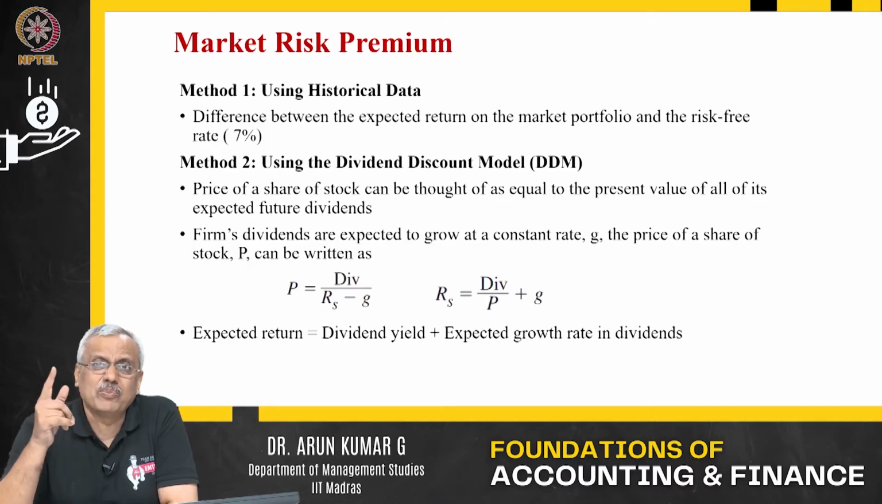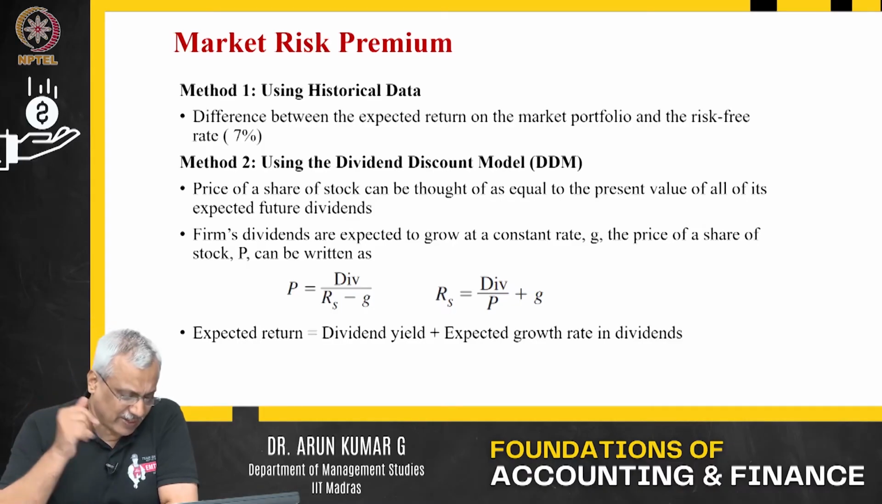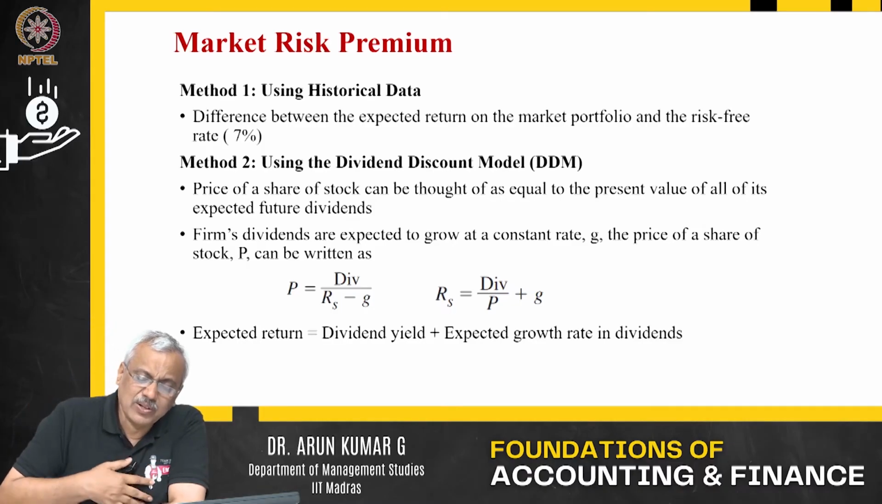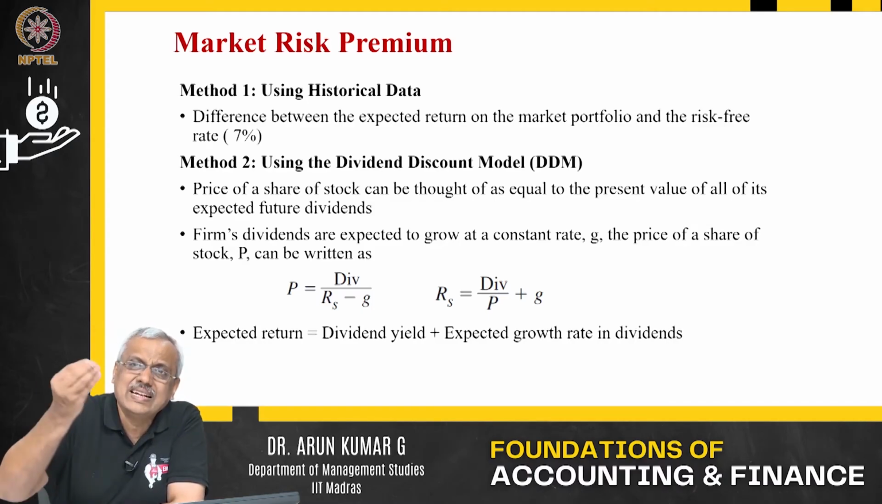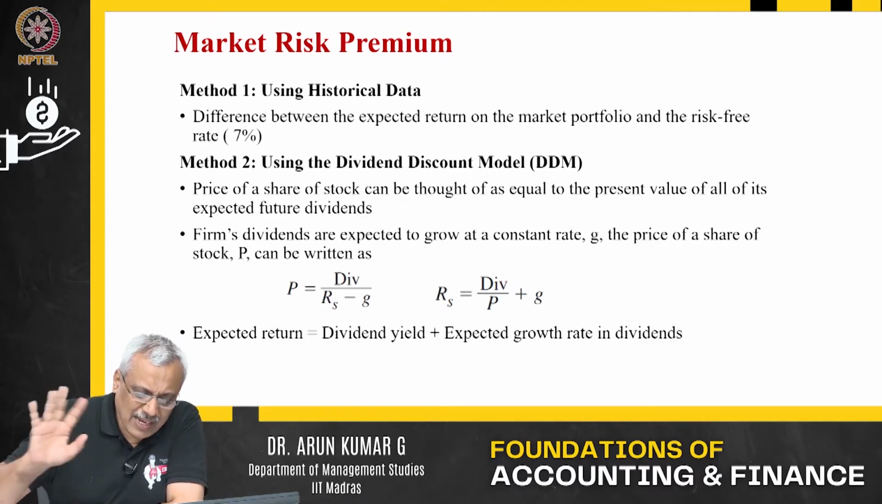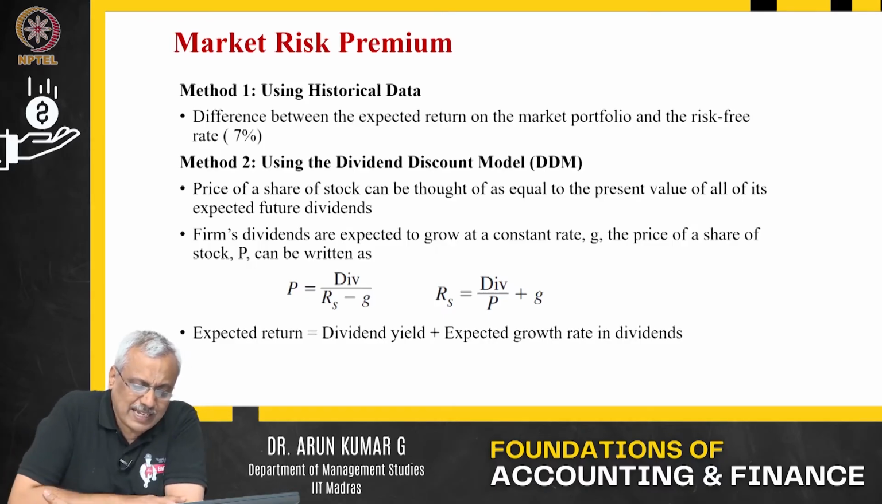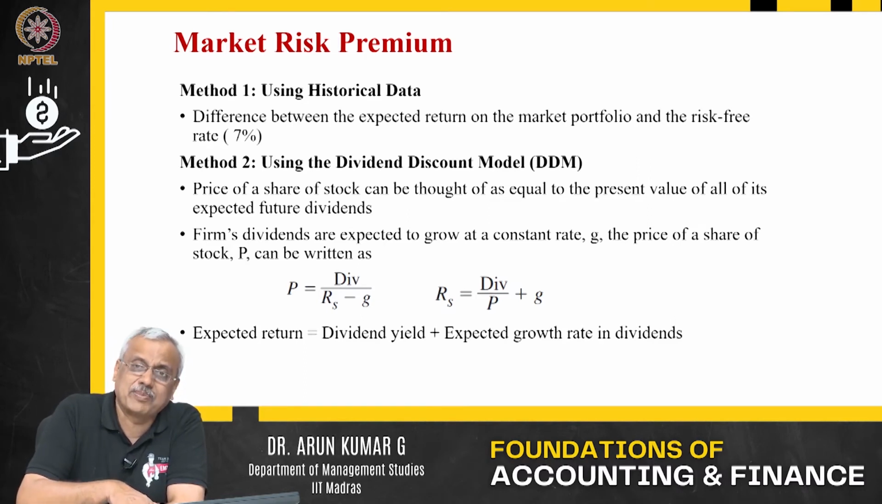The dividend discount model, which we use for valuation of equity, is basically nothing but your dividend yield. What is dividend yield? It is the dividend you are going to get divided by the price at which you have purchased that equity, plus the growth rate, which gives me the expected return. That is, the firm's dividends are expected to grow at a constant rate G. The price of the share of the stock is P.